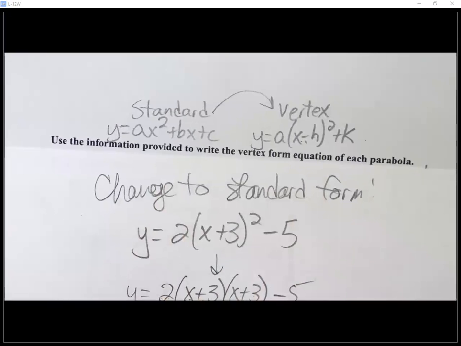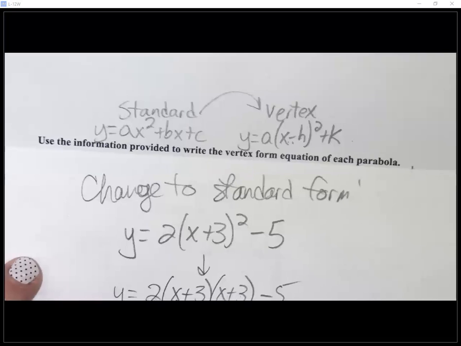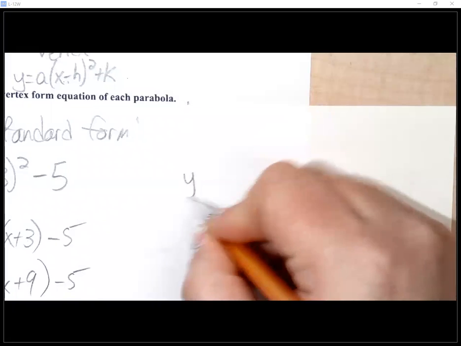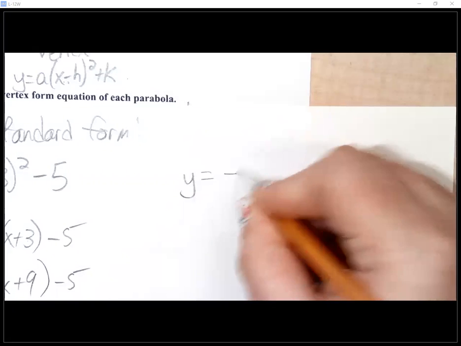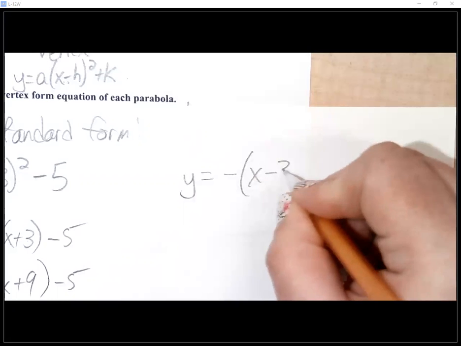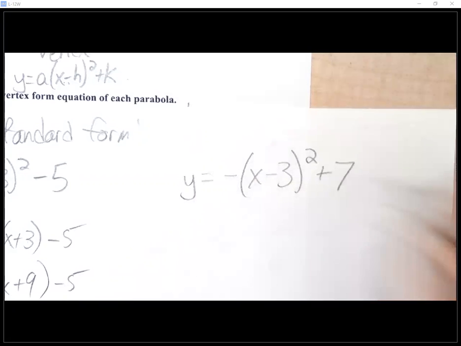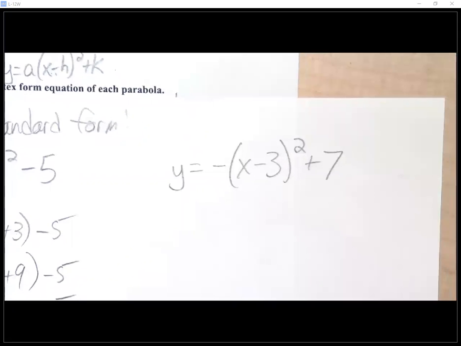So let me give you one to try. Same instructions, change to standard form. Let's do, how about negative (x minus 3) squared plus 7. Take that one and see what you make of it.